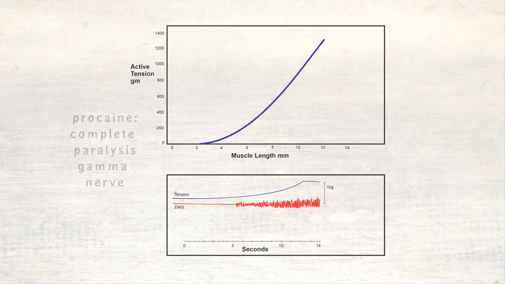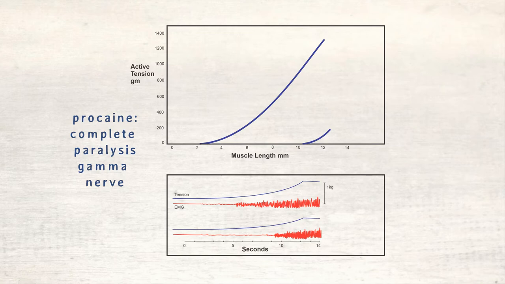Next, Matthews added procaine to the nerve of the muscle. The small gamma nerve fibers become paralyzed sooner than the larger alpha fibers. Procaine is used by your dentist to numb your mouth. The effect of complete paralysis of gamma fibers reveals a much later onset of muscle recruitment, that is at 10 to 11 millimeters. There is no contraction before 10 millimeters of muscle lengthening. The threshold for muscle recruitment has moved to the right of the graph, and tension developed is much less than for no paralysis.